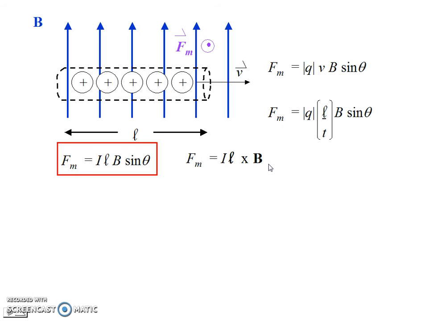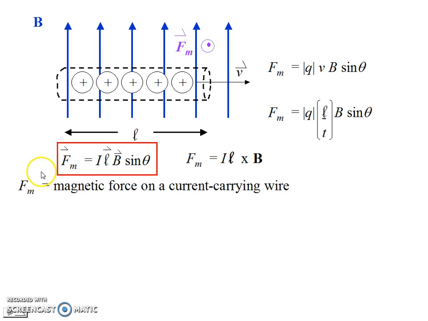So what's the other vector? Well, current, remember, is a scalar, so it can't be that. It's got to be L. So it turns out L is actually the other vector. So L is a vector, B is a vector, magnetic force is a vector. Let's define our terms. So F sub m now is the magnetic force on a current-carrying wire.